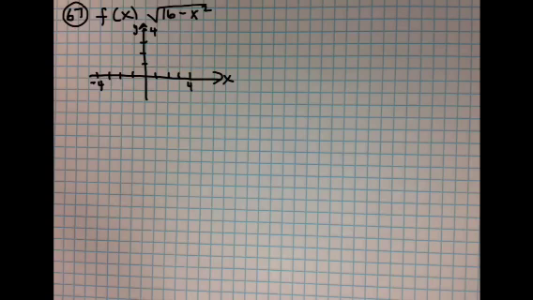Okay, for number 67 through 70, they ask you to use a graphing calculator to graph the functions. You may use Desmos.com, or if you have a handheld calculator, go ahead and use that one.